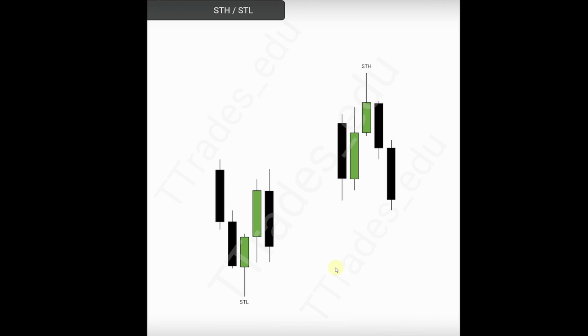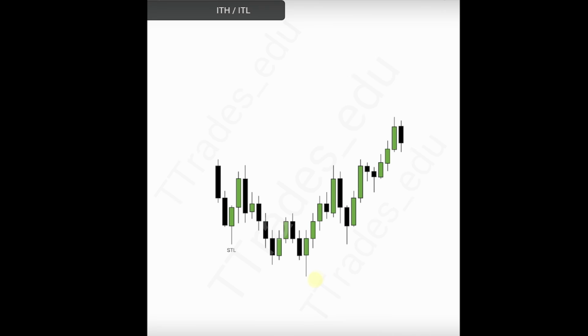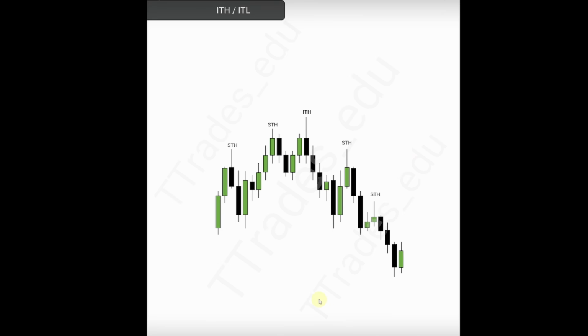So understanding this, what is an intermediate term high and intermediate term low? Looking at this bit of price action, you can see we have a short-term low here, a short-term low here, a short-term low here, and then we form a short-term low here. So when we have a short-term low with a higher short-term low on the right and left of it, this then becomes an intermediate term low. Similarly, with bearish structure, when we have a short-term high with a short-term high to its left and to its right, this is then an intermediate term high.